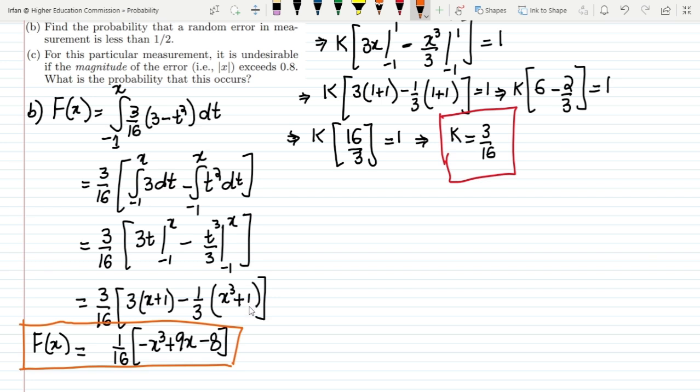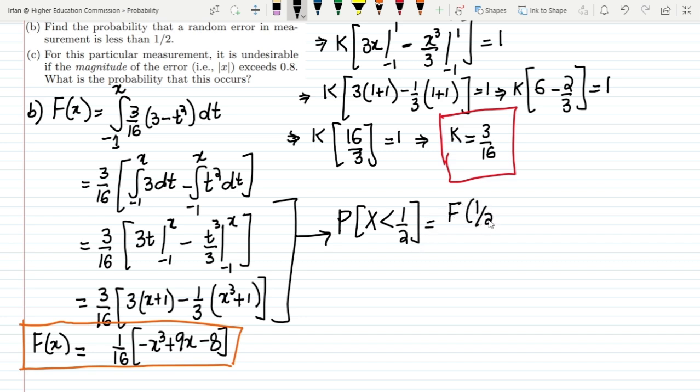In order to find the probability that a random error in measurement is less than 1 by 2, what do we have to do here? I have to find the probability that the random error x is less than 1 by 2, and this is F of 1 by 2.